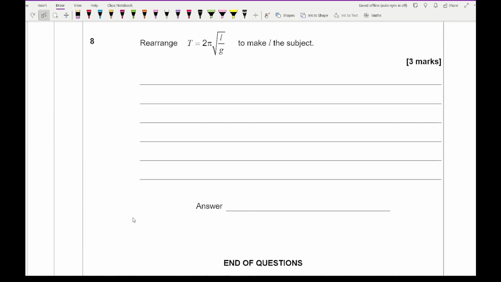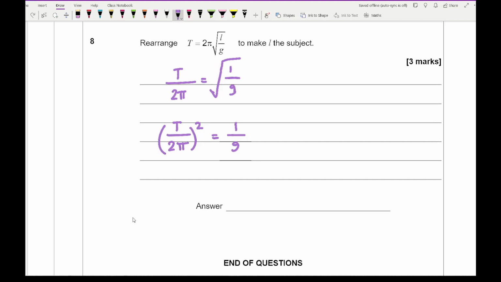Then moving on to question 8, it says rearrange t equals 2 pi times the root of L over G to make L the subject. So the first thing I want to do is get rid of the 2 pi first. So I get t over 2 pi equals the square root of L over G. And then I want to get rid of the square root by squaring, so that becomes t over 2 pi all squared equals L over G. And then I'm going to take the G over to the side.